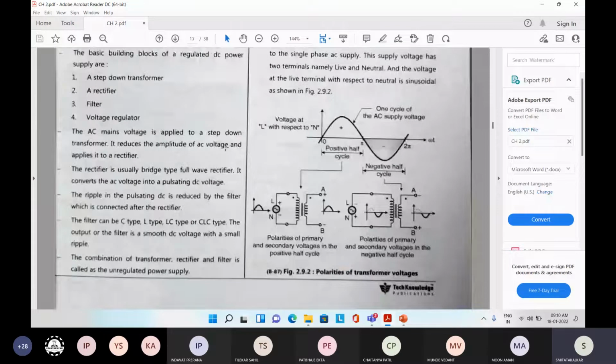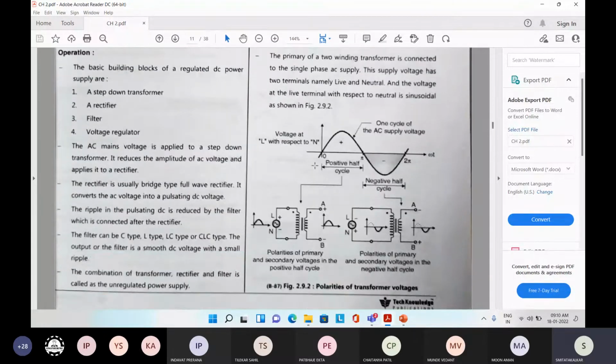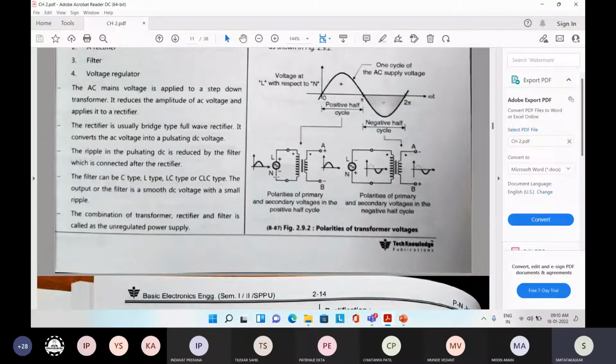AC is a sinusoidal wave, and the rectifier rectifies the output. Rectifying means some pulses are obtained across the transformer. These pulses are obtained in the positive half cycle and the negative half cycle. In the positive half cycle, the diode conducts with positive polarity, for the supply which is positive and negative.